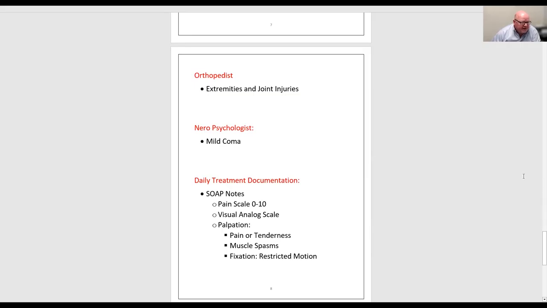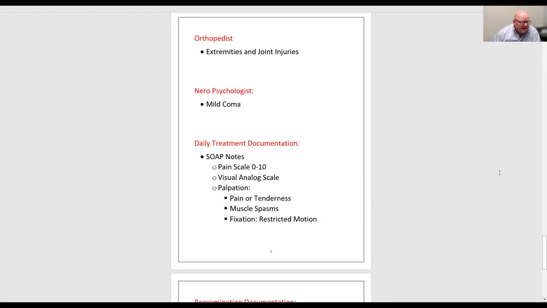The neuropsychologist, that's for behavioral testing for mild coma. That becomes real important if the patient has had any blurred vision or saw stars or temporarily blanked out. Those are all symptoms of a mild coma, and that needs to be followed up on accordingly. That's behavioral testing.